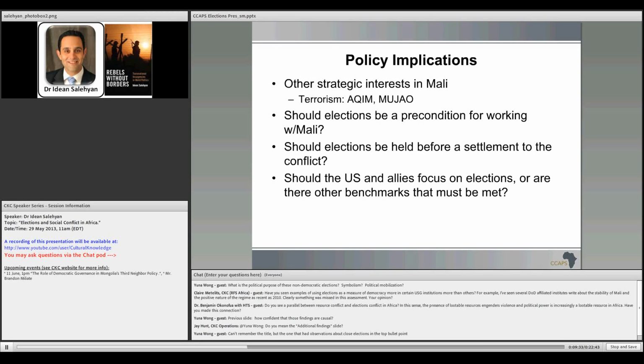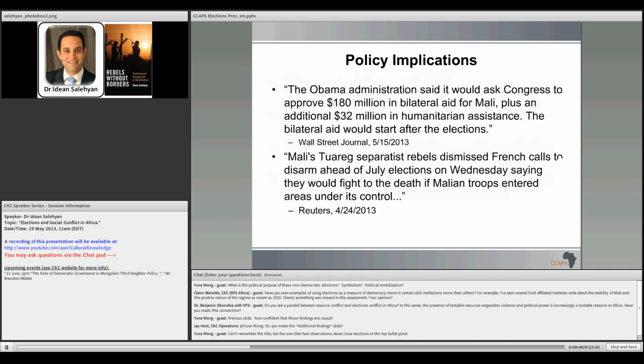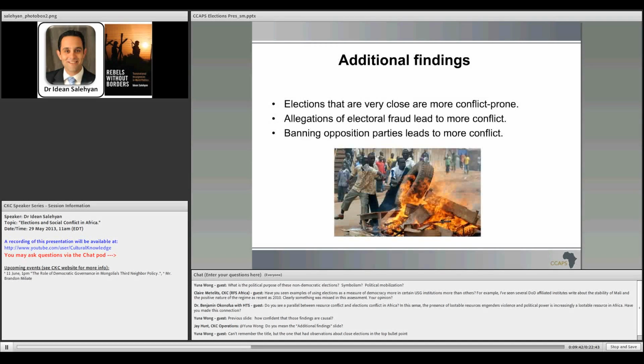One question from Yuna Wong. In regards to the slide, I believe it's the additional findings slide, how confident are you that those findings are causal? Yeah, that's the one that I think we're talking about.